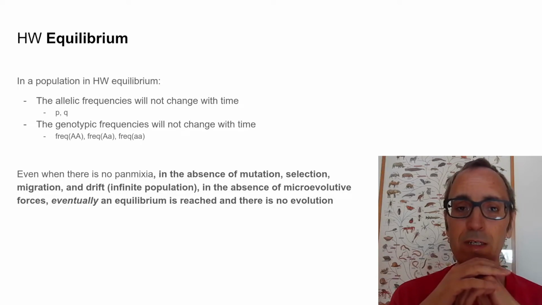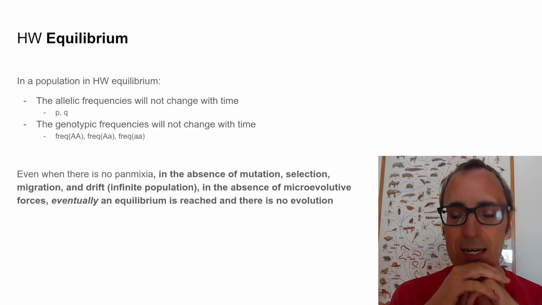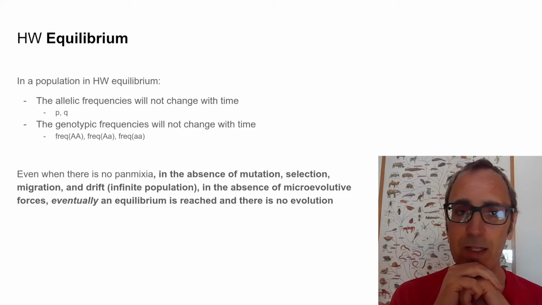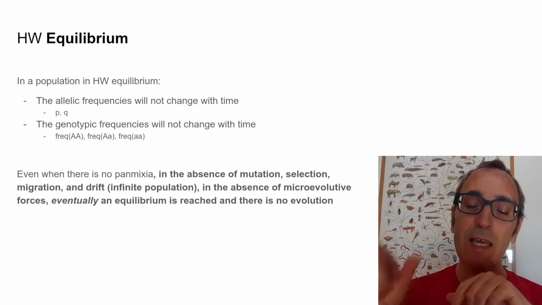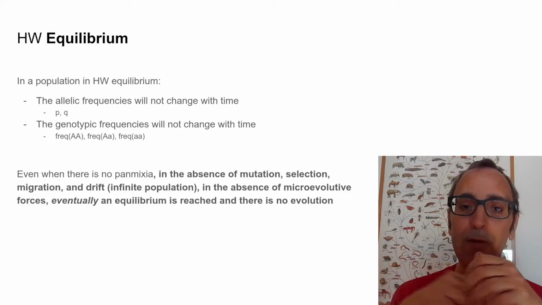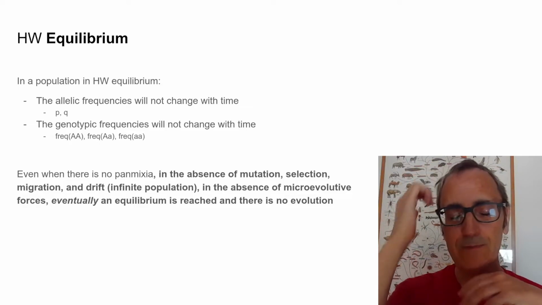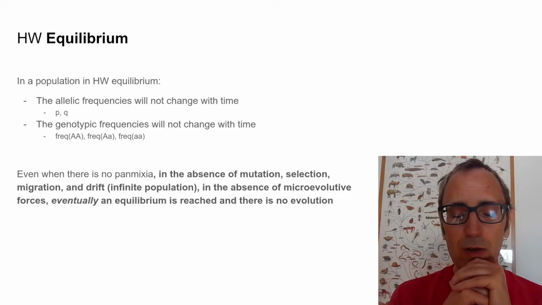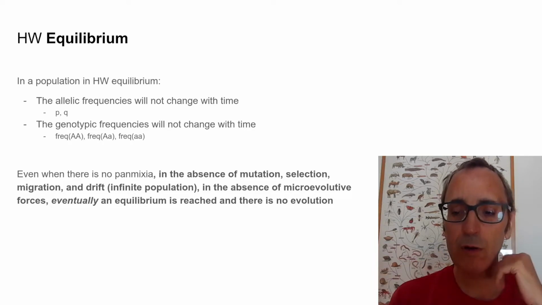If there is no mutation, no selection, no migration, and no drift, there will be no evolution. This is a more general result. If there is panmixture, you have the Hardy-Weinberg equilibrium. If there is no panmixture, but the other microevolutive forces are not acting, there will also be no evolution.